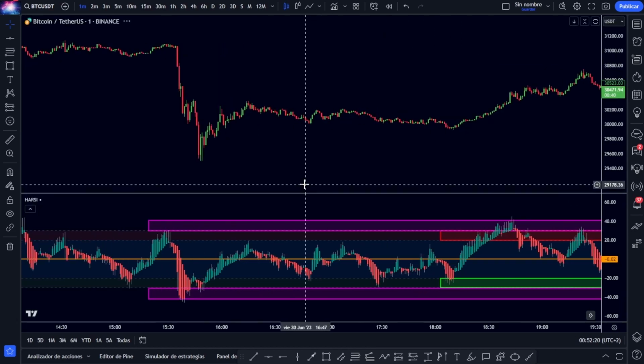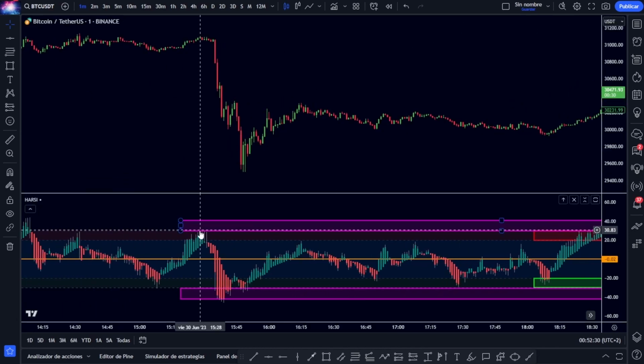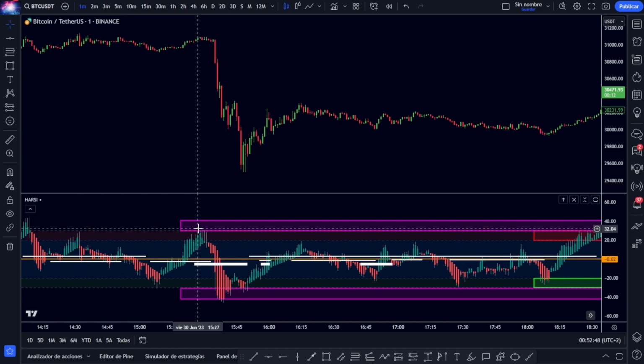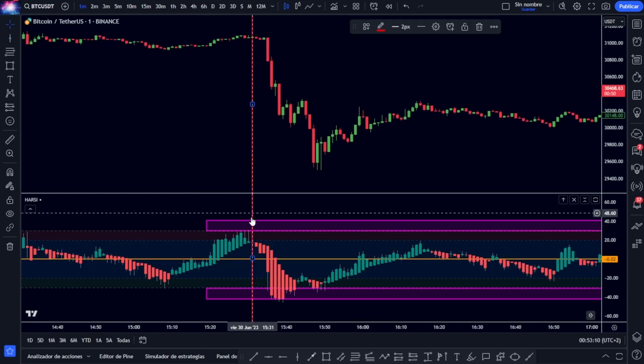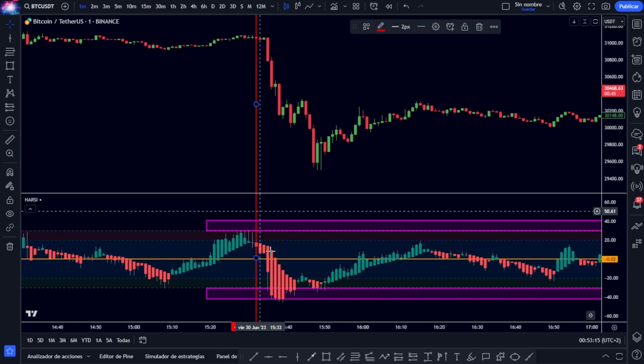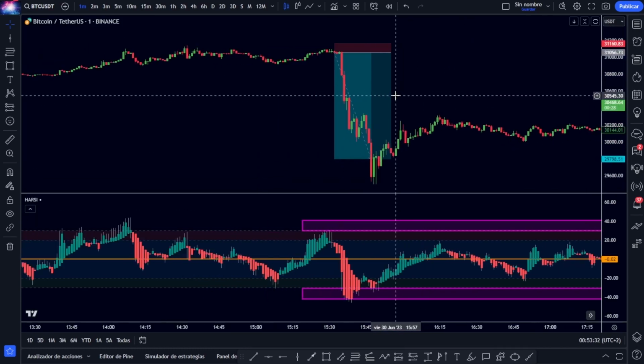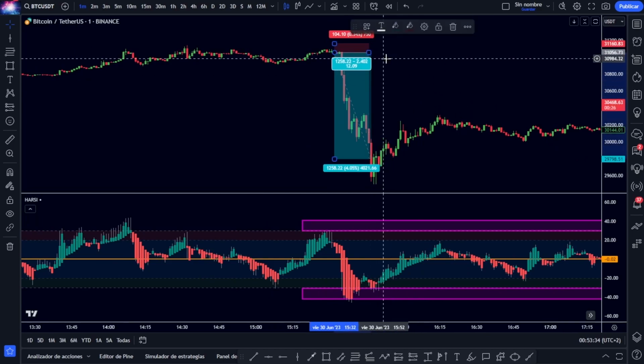Simply with the information that these concepts give us, at the moment that the RSI touches one of these zones, in this case the overbought zone, we would have to wait for a return towards the center and the change of the color of the candle. In this case it would be here. Even many traders prefer to wait for a second candle, and there we would enter our operation, and as you see we would make an incredible profit.